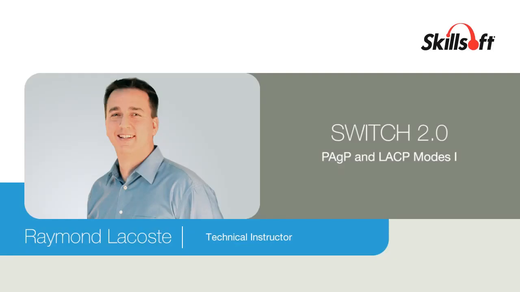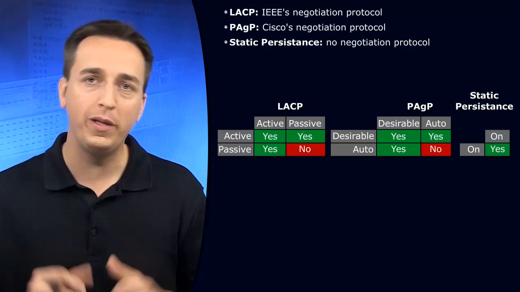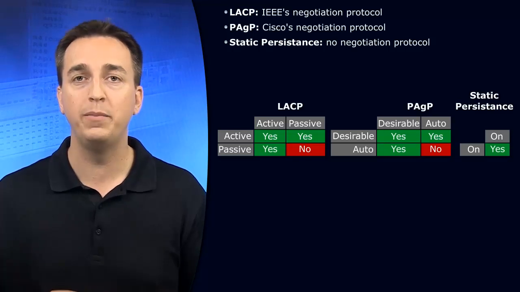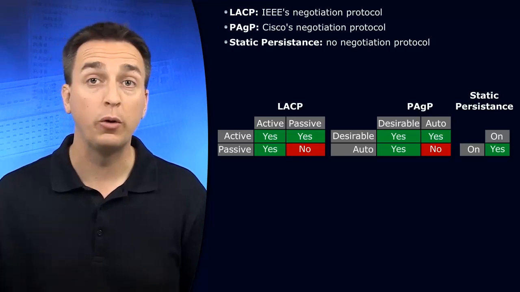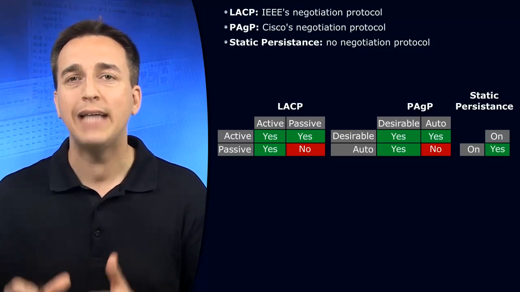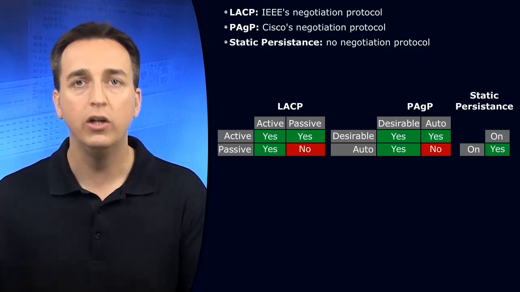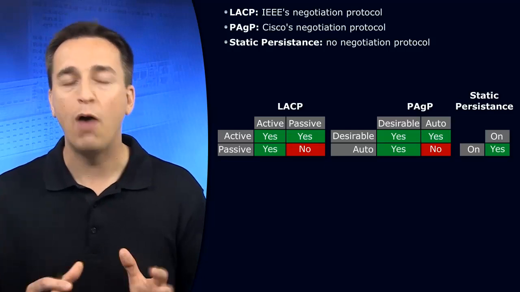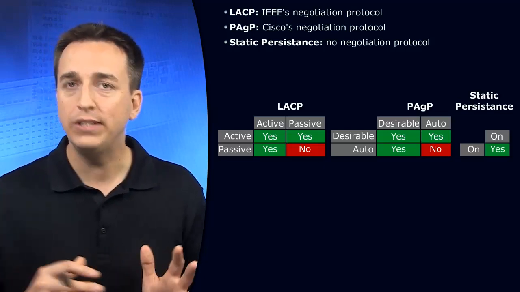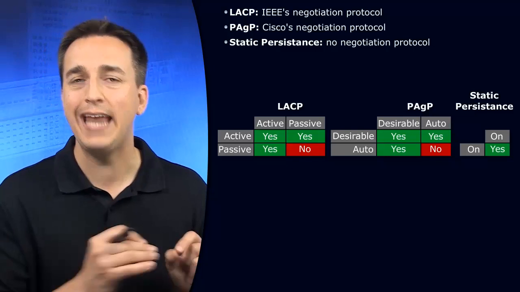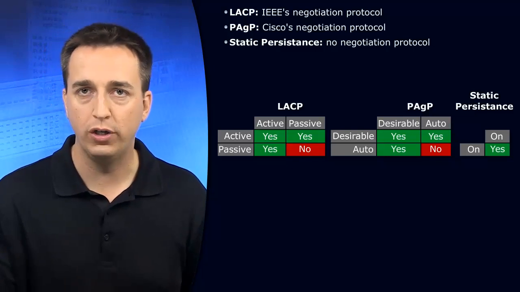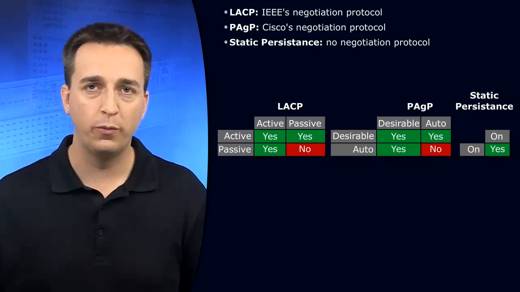There are two ways that we can form EtherChannel bundles. We can form them dynamically using protocols, or we can form them statically by manually entering the commands that are necessary to form the EtherChannel bundles. However, I am steering you towards the dynamic option for your EtherChannel bundle formation.